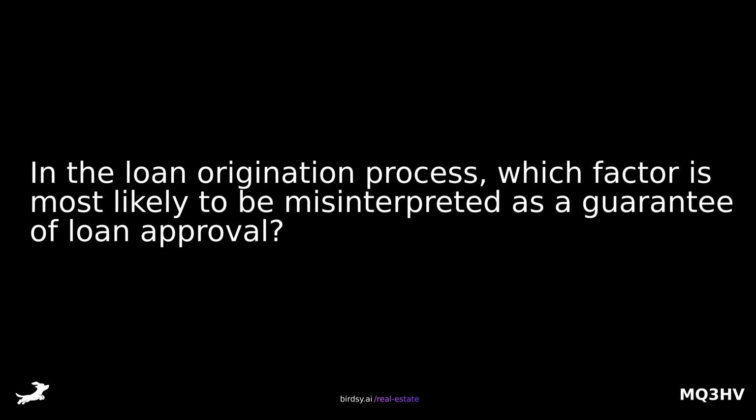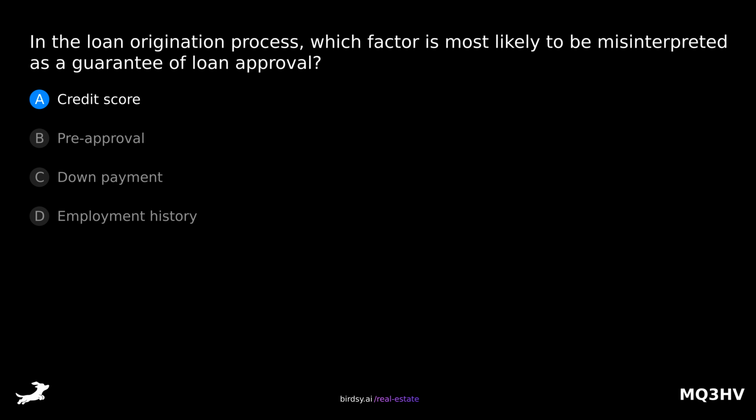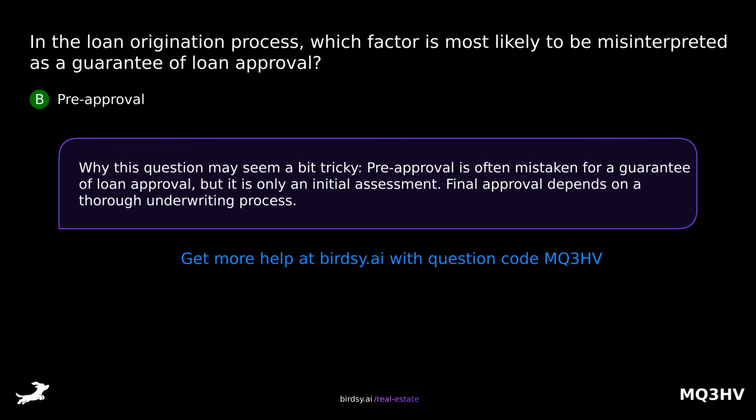In the loan origination process, which factor is most likely to be misinterpreted as a guarantee of loan approval? Is it A, credit score, B, pre-approval, C, down payment, or D, employment history? The answer is B, pre-approval. Why this question may seem a bit tricky. Pre-approval is often mistaken for a guarantee of loan approval, but it is only an initial assessment. Final approval depends on a thorough underwriting process.